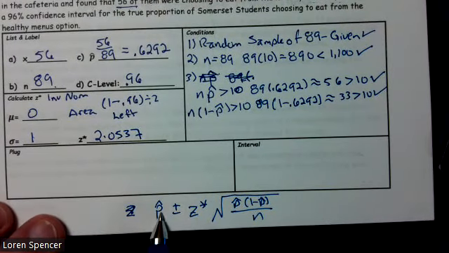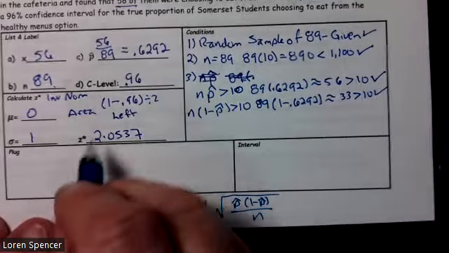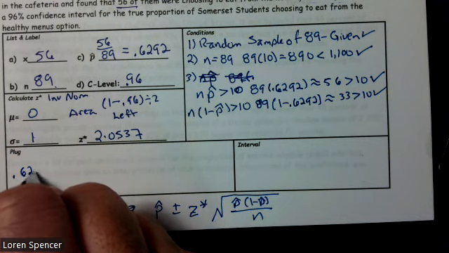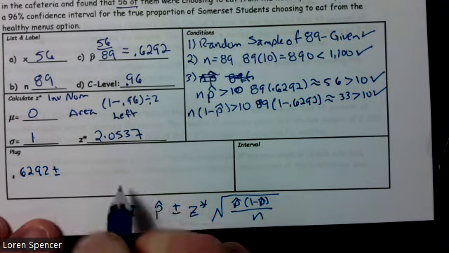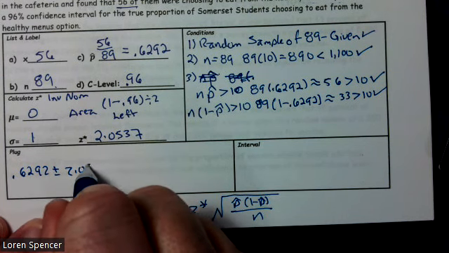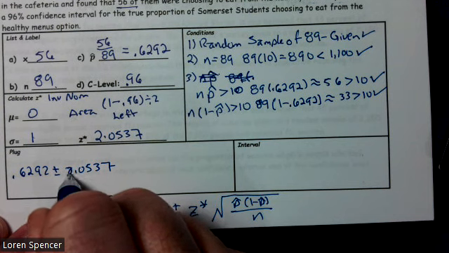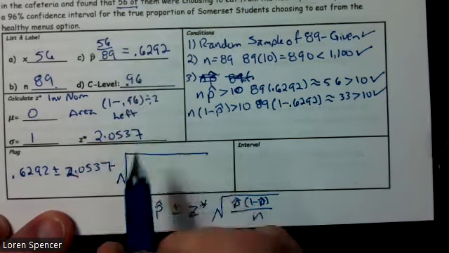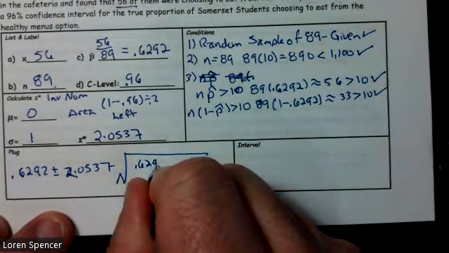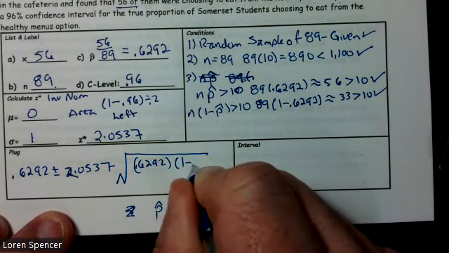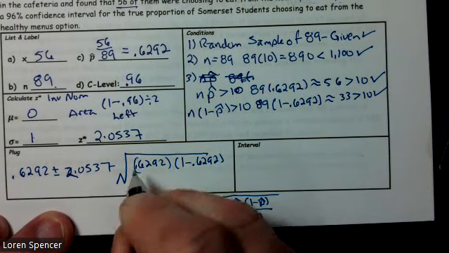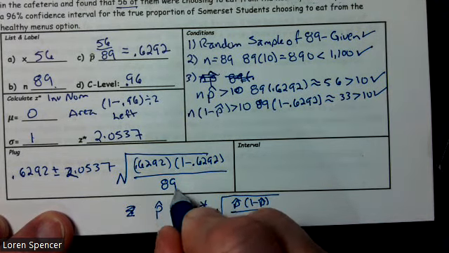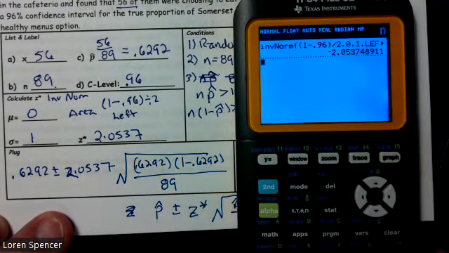And I'm going to go ahead and plug into this formula, p hat plus or minus z star. So p hat, in this case, is 0.6292, plus or minus z star, 2.0537, times the square root of p hat, 0.6292, times 1 minus 0.6292, all over my sample size of 89. So let's go ahead and run that real quickly and get our interval.